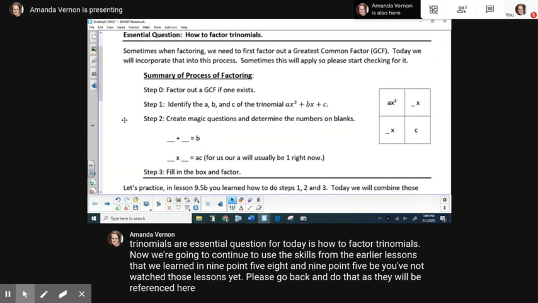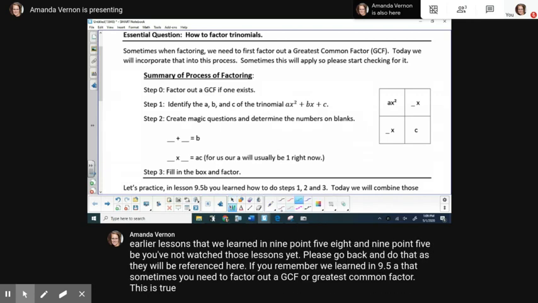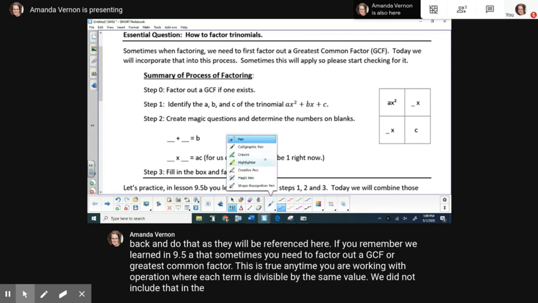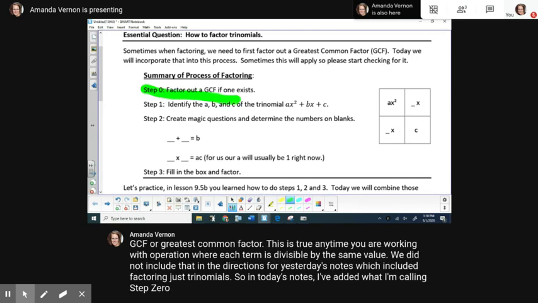If you remember, we learned in 9.5A that sometimes you need to factor out a GCF, or a greatest common factor. This is true anytime you are working with a situation where each term is divisible by the same value. We did not include that in the directions for yesterday's notes, which included factoring just trinomials. So in today's notes, I've added what I'm calling step 0, and that's factor out a GCF. Sorry, my straight line tool is not working very well right now.